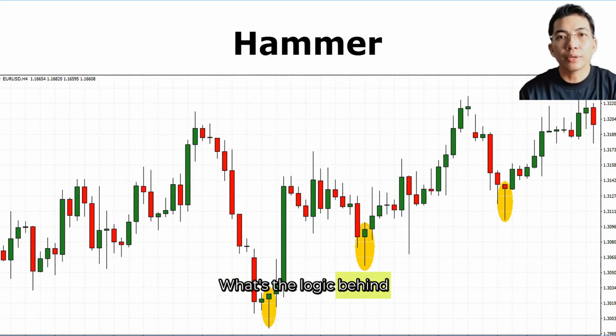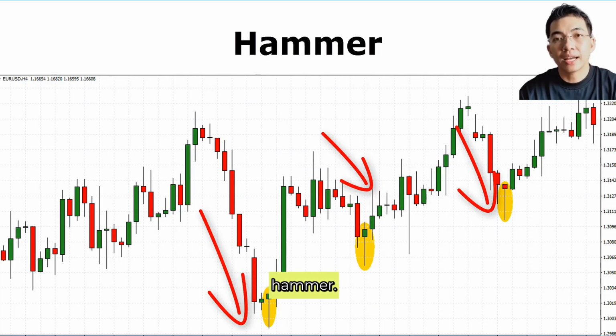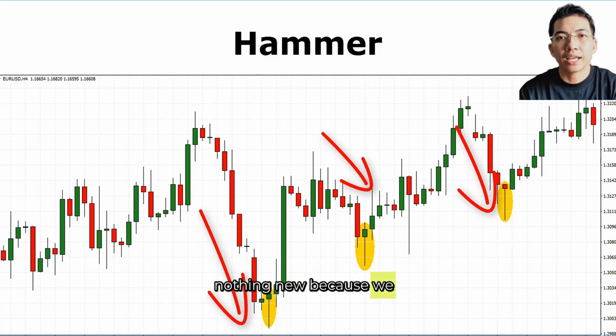What's the logic behind this pattern? In the previous sessions, the market sold off dramatically, then a hammer appears. Think about what we have said about the hammer. At the beginning of the session, the sellers are in control. So nothing new, because we have seen that in the previous sessions the price was going down, so everyone is expecting to see that the price continues to go down.